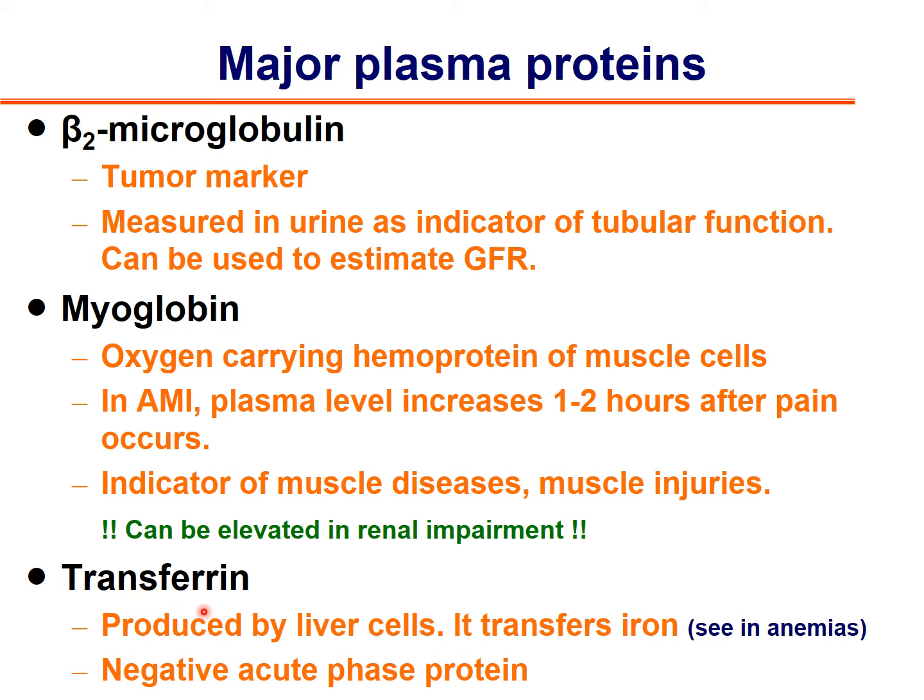Transferrin, which the liver produces, transfers iron. It's covered in the lecture on anemias, and it is a negative acute phase protein. So far we have the negative acute phase proteins albumin, prealbumin, and transferrin.